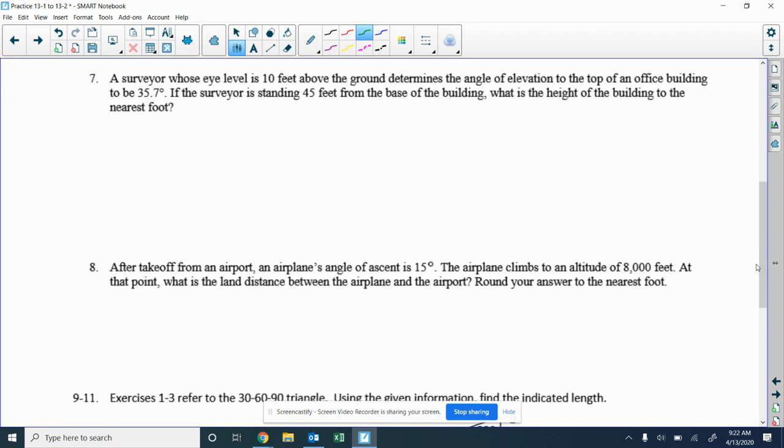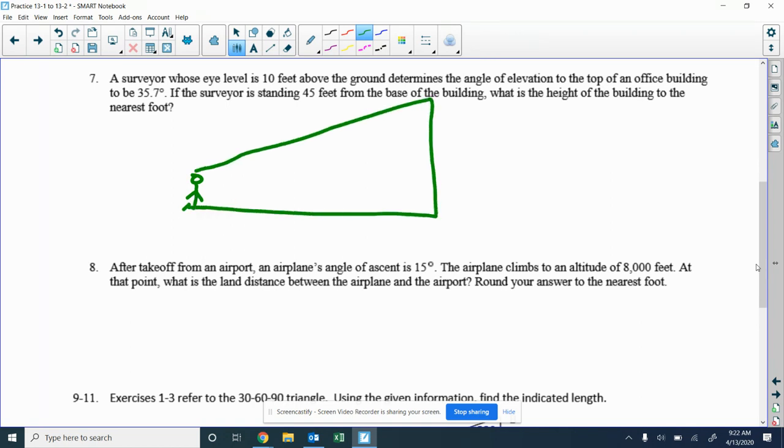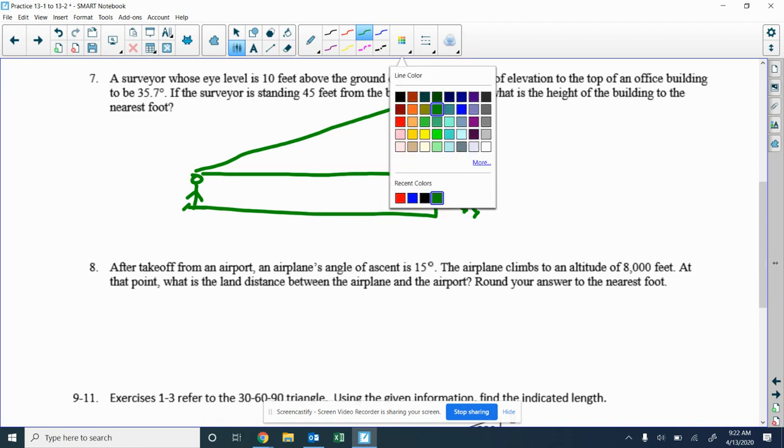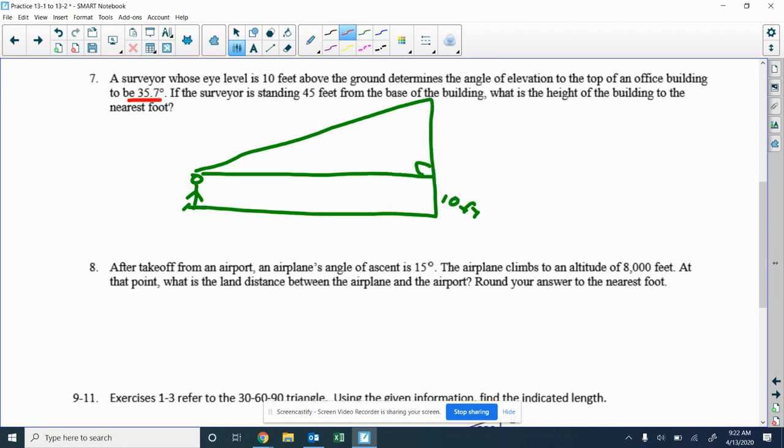We have a surveyor whose eye level is 10 feet above the ground to determine the angle of elevation at the top of the office is 35.7 degrees. So we got a guy standing, and there's a good looking guy right there. So remember, this is 10 feet. We'll need to add that to it. We do have an angle here of 35.7 degrees.